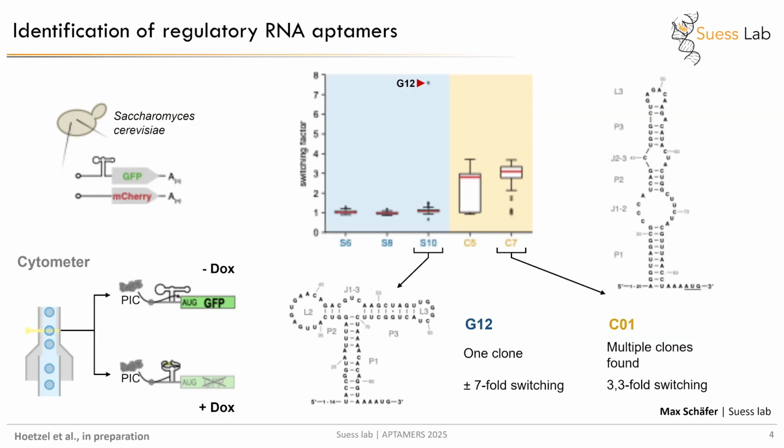We then sequenced those candidates, and we found out that this little point up here, which is a total outlier, is G12.